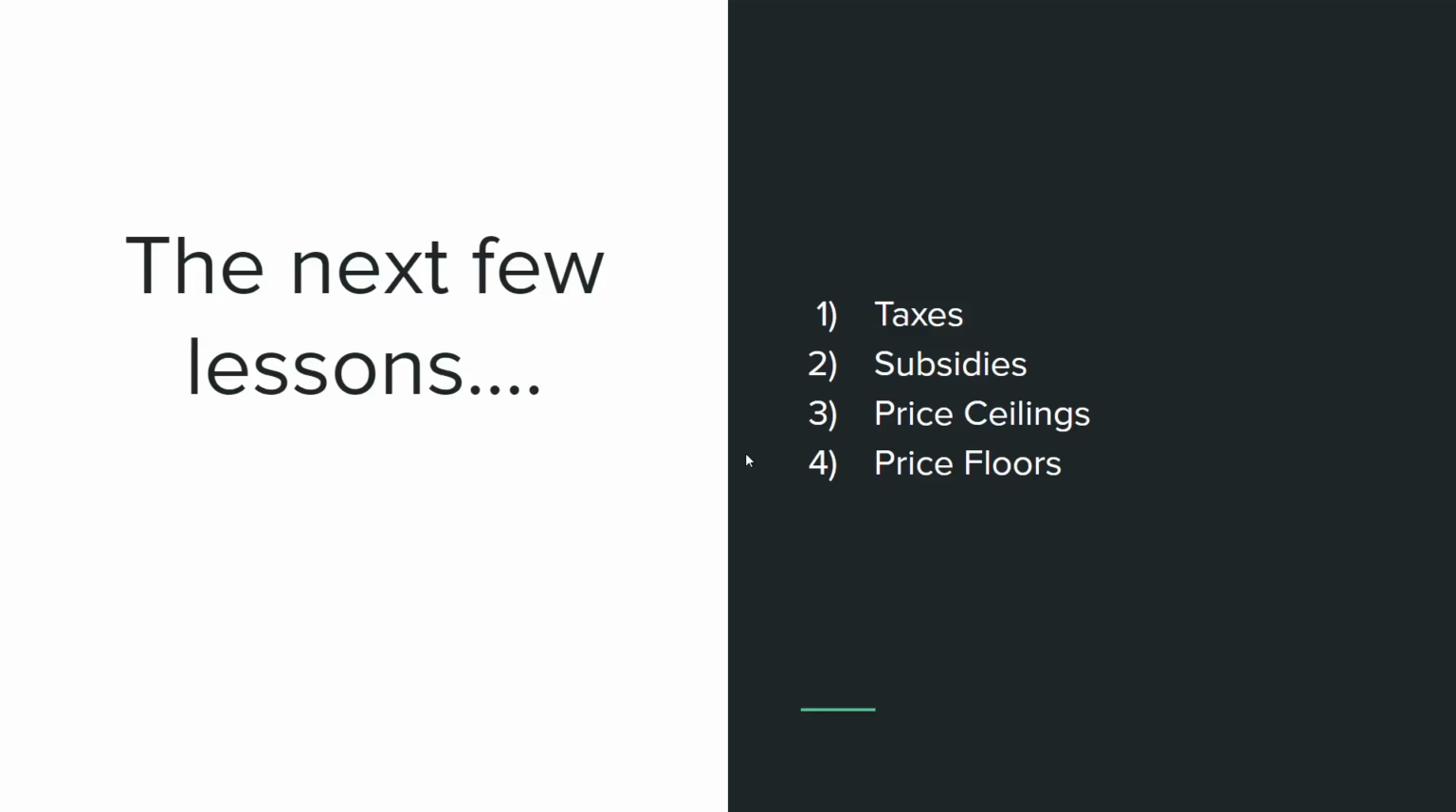So the next few lessons are all going to be about government intervention. Last week we talked about taxes, this week we're going to be talking about subsidies. In the next two lessons we're going to be talking about price ceilings and price floors.